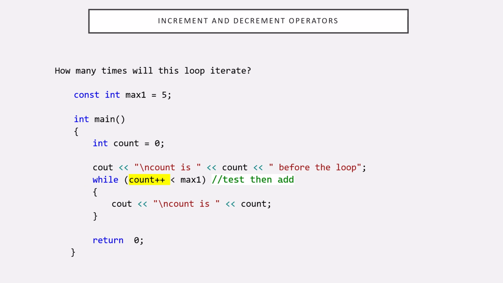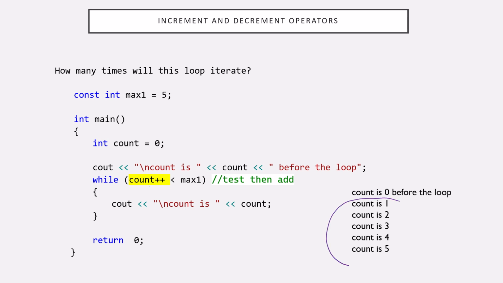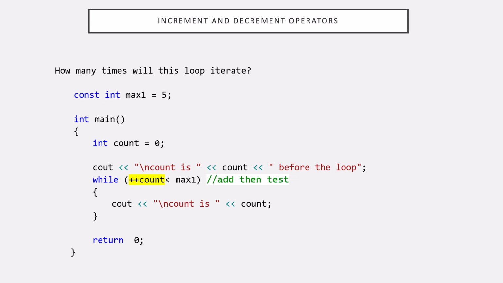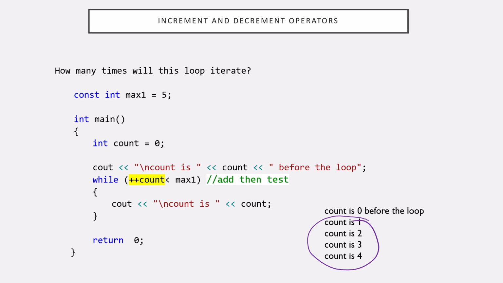So here's an example. In this case, we have testing and then adding. We can see that this loop is actually going to go 5 times, because before the loop count is 0, and then it's going to test 0 less than 5 and then increment. So this loop is going to run 5 times when you do count++. When you do ++count, the loop is only going to go 4 times. So you have to be very careful when you increment and decrement, and when you're using ++count or count++.